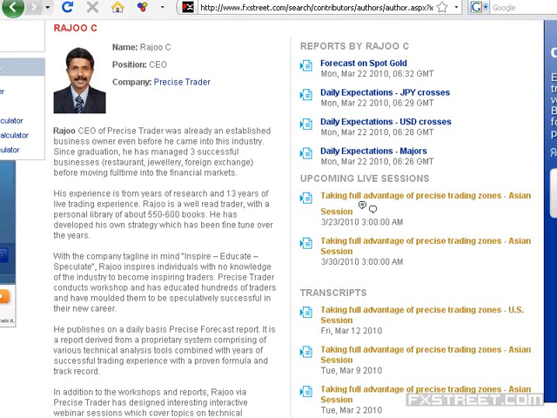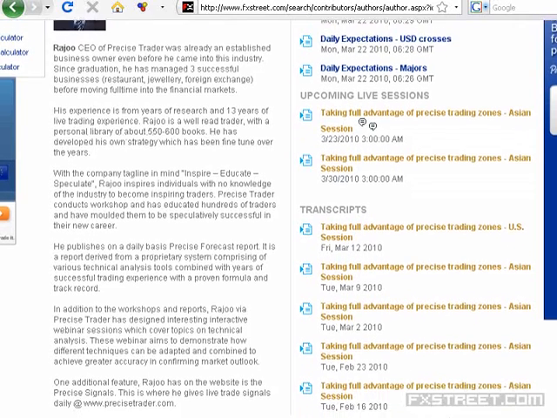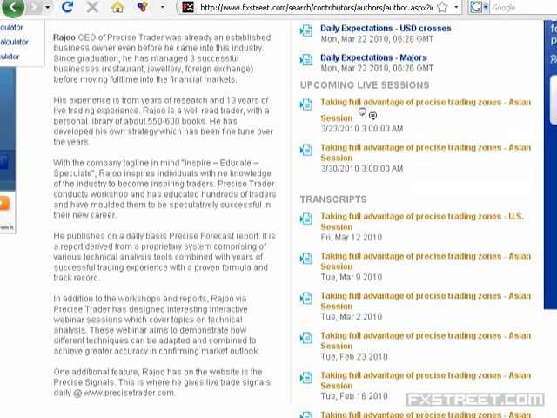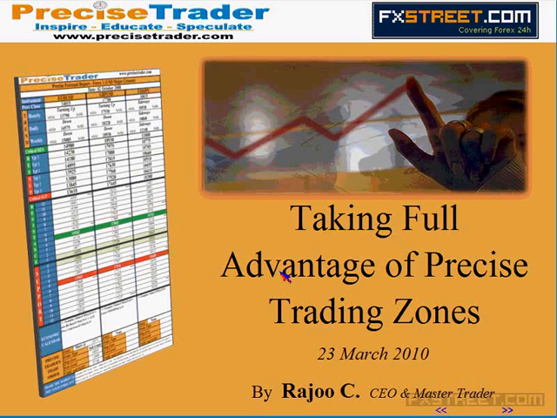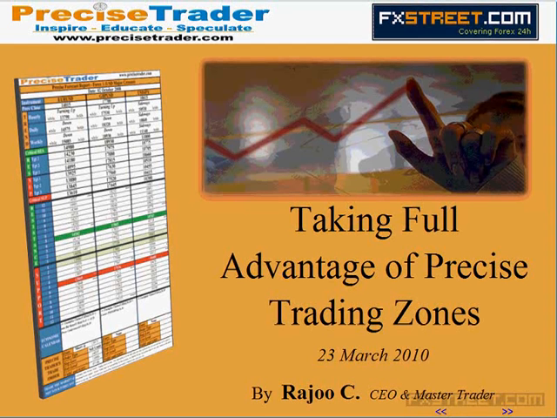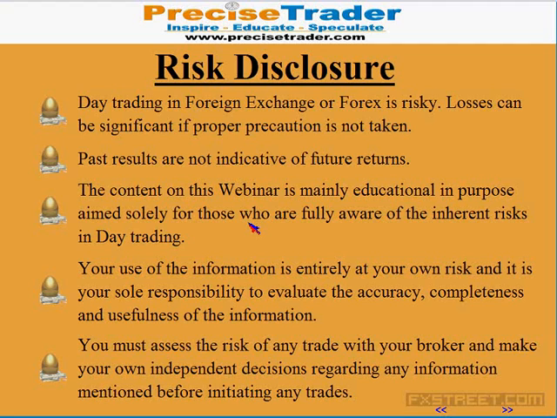The topic we are going to cover today is, of course, taking full advantage of precise trading zones. Basically, what we do is take trades on specific price levels rather than market orders. And the theory we use is called the Price Level Principle, or PLP. We invented it, we have been using it, and it is quite successful.